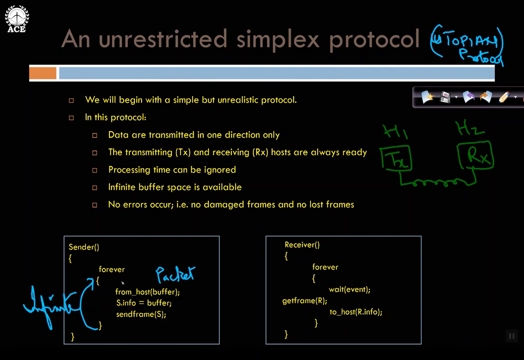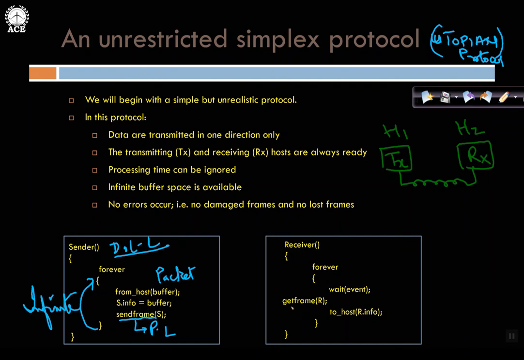From host means it will take the packet from network layer, send the frame means it will send it to physical layer, because this is data link layer. It is taking the packet from the network layer, putting the packet into the frame S and sending the frame to the physical layer. So it will arrive at the receiver. So what is the receiver doing? Wait for the event. Wait is another library procedure. Event may be a timer, or the arrival of a frame, something like that.